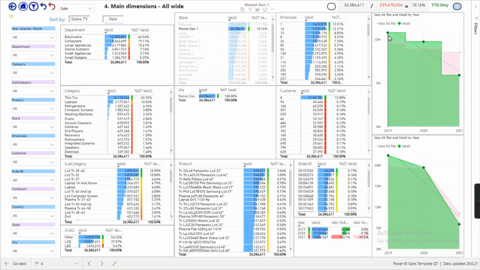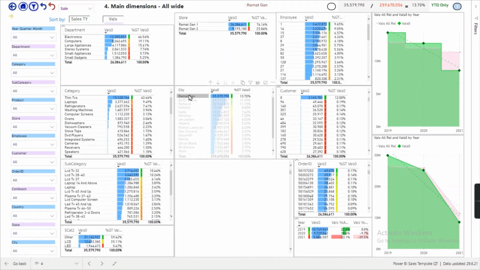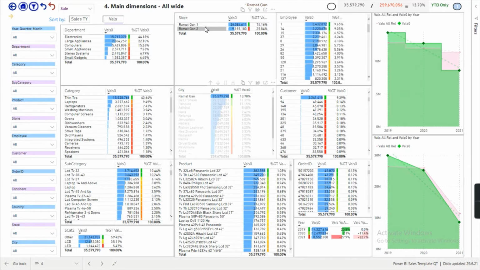Ramat Gan 1. This one was well above the average, 2 years, and then it goes down very strong from year to year, nearly half. So this store has a problem. When we speak about cities, it's nearly like stores because there are only 1 or 2 stores in a city. For example, Ramat Gan has 2 stores, so it looks like Ramat Gan 1, the first store, the biggest store. Okay.